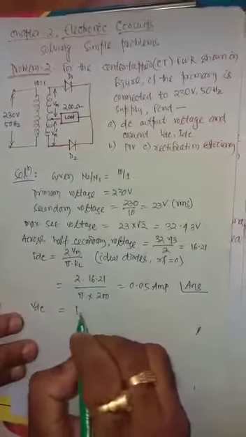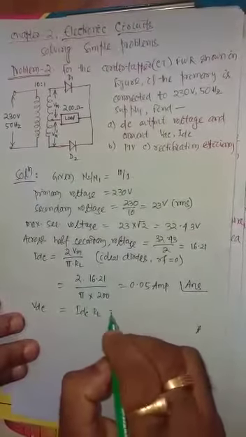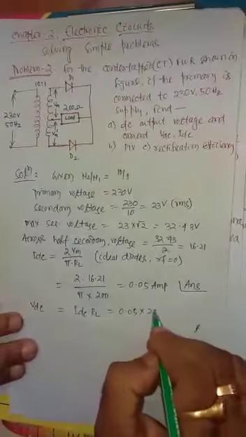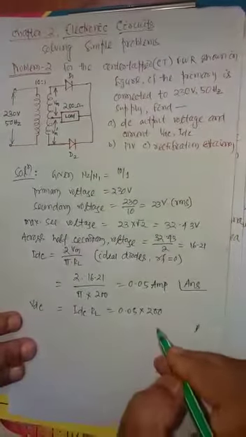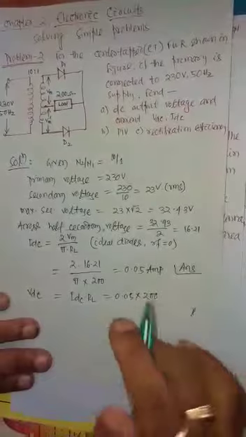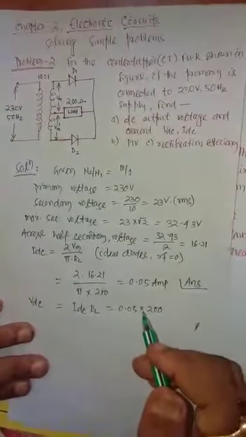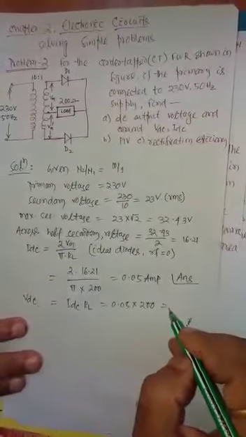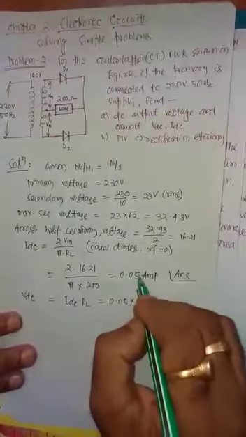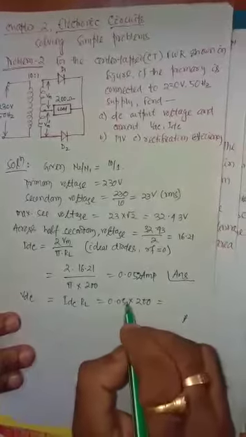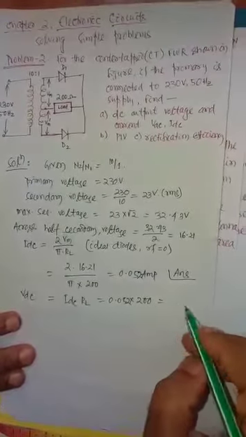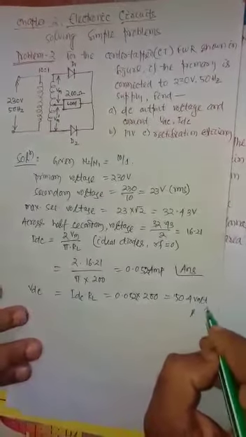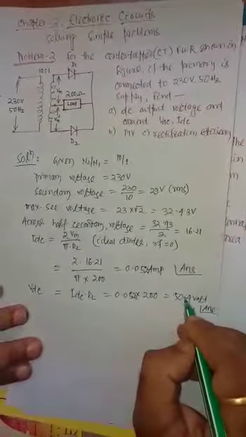We know VDC will be IDC into RL. This is 0.05 into 200. Using 0.252... more precisely the current comes to 0.052, so 0.052 into 200 equal to 50.4 volt. This is the answer.